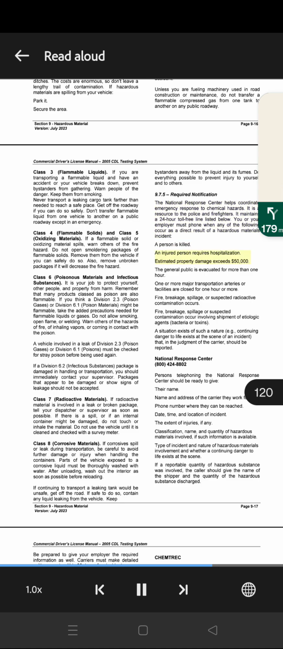An injured person requires hospitalization. Estimated property damage exceeds $50,000. The general public is evacuated for more than 1 hour. One or more major transportation arteries or facilities are closed for 1 hour or more. Fire, breakage, spillage, or suspected radioactive contamination occurs.